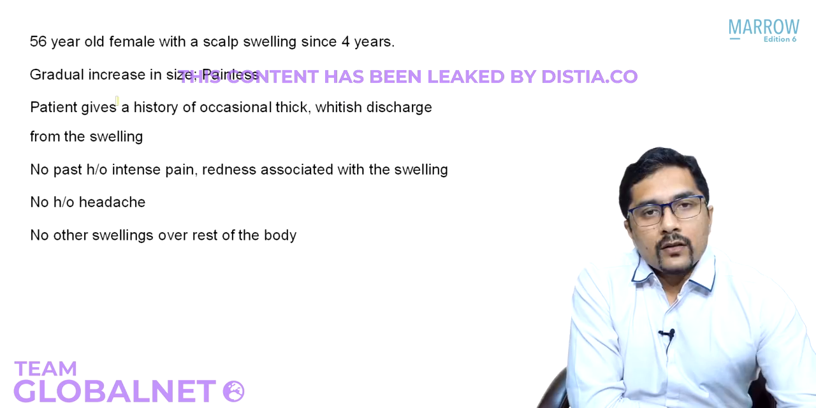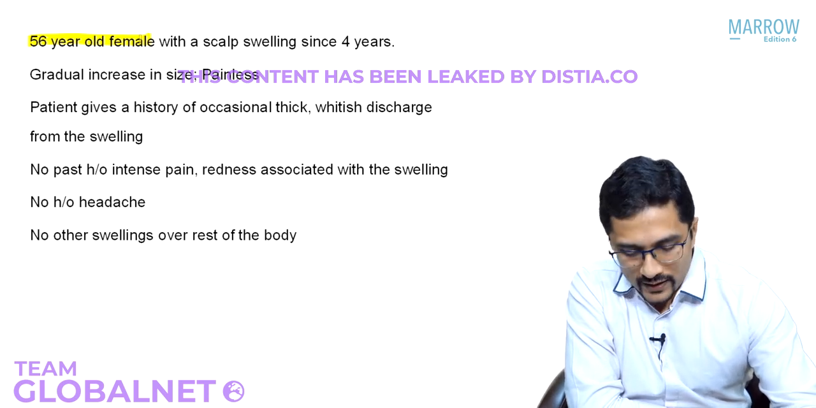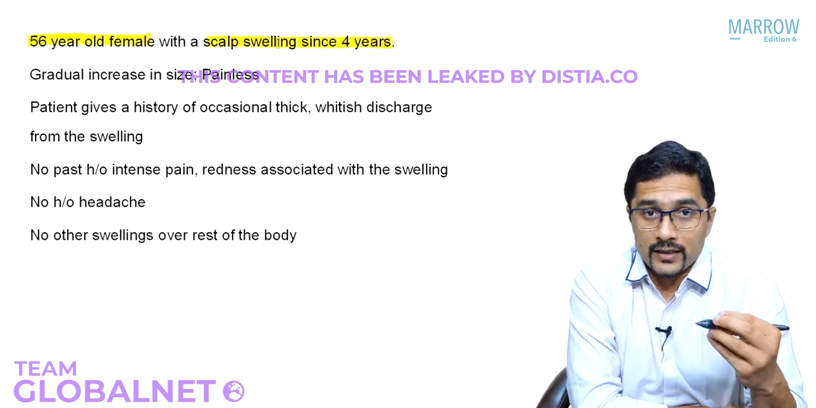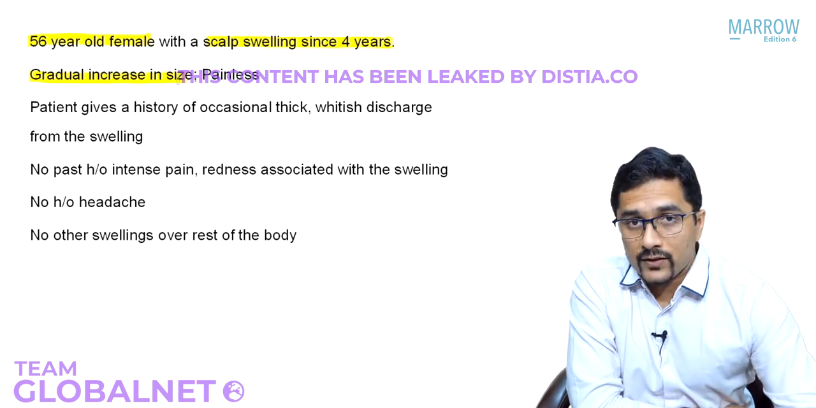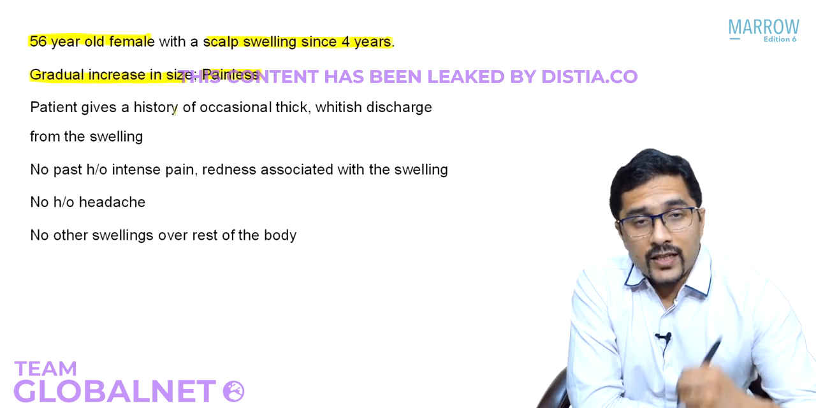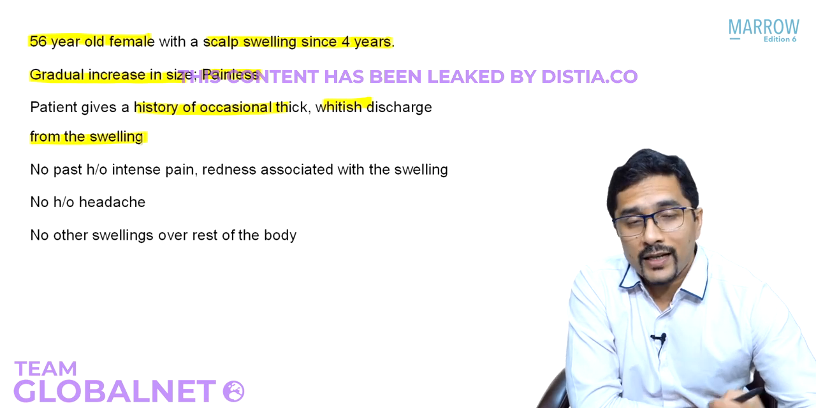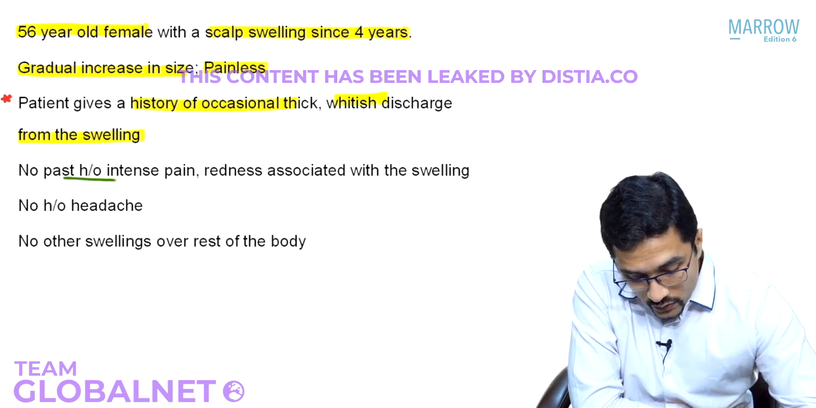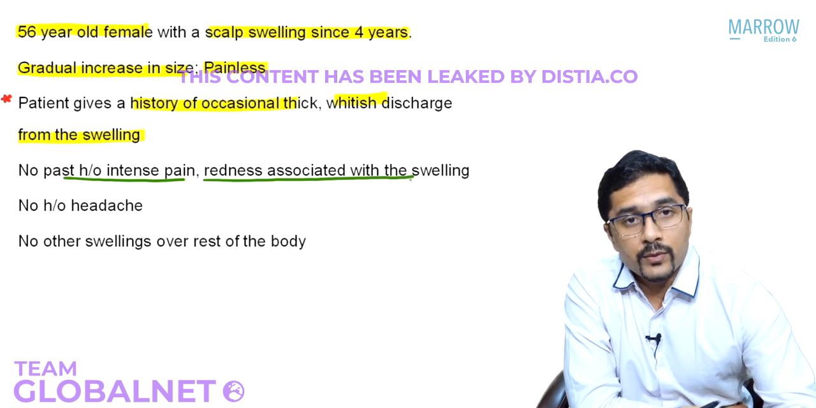So we have a 56-year-old female who has come to us with a scalp swelling since the last 4 years, right? So that is the duration of the swelling. It's been there since the last 4 years. There is gradual increase in size of the swelling and it is painless. Patient gives a history of thick whitish discharge coming from the swelling occasionally. Okay, this is very important. We'll discuss why this is important. There is no history of intense pain, redness associated with the swelling.